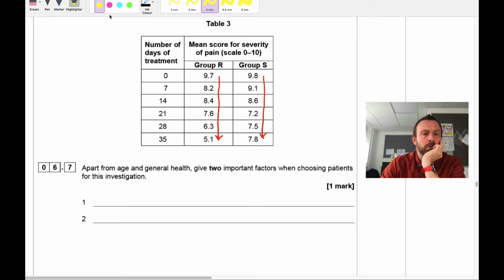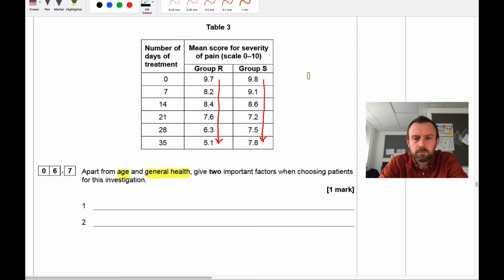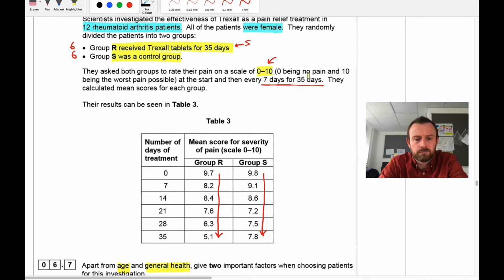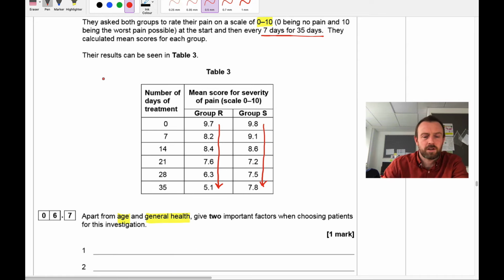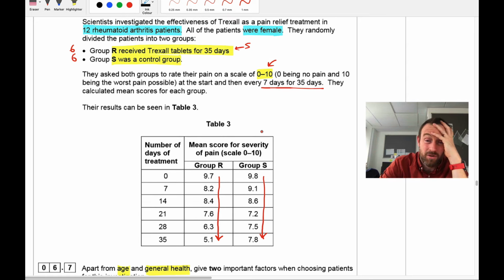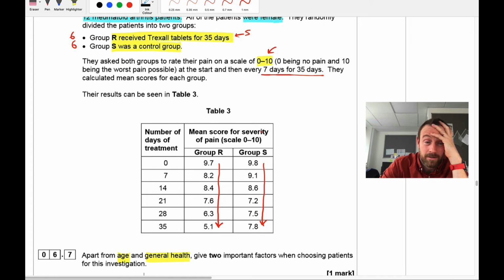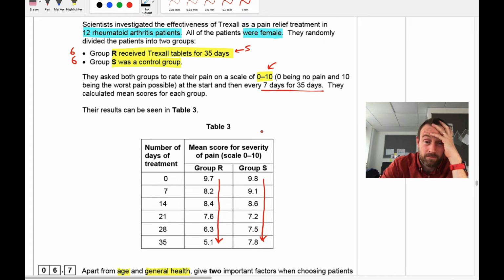We've ruled out a lot of stuff that we would normally talk about. So we can't talk about age, can't talk about general health, and we can't talk about whether they're male or female, because that's already up there. I don't like this at all. I mean, is it about their arthritis? We know they've got arthritis. Could it be how bad the arthritis is? How bad their arthritis pain is to start with? Maybe.